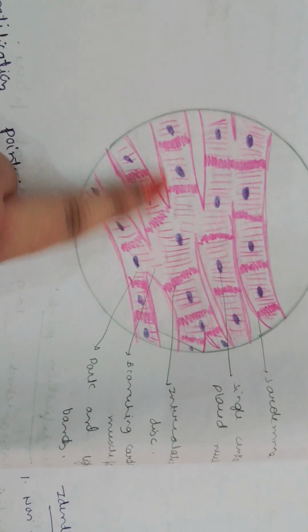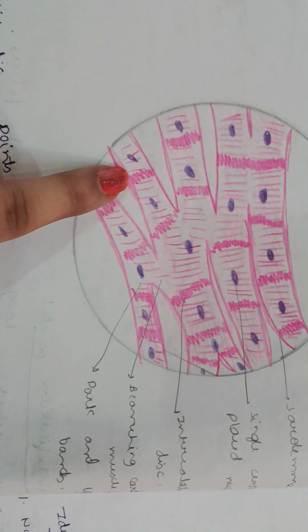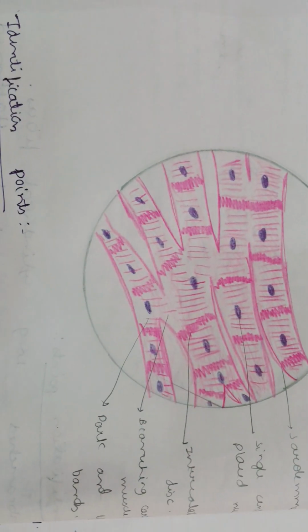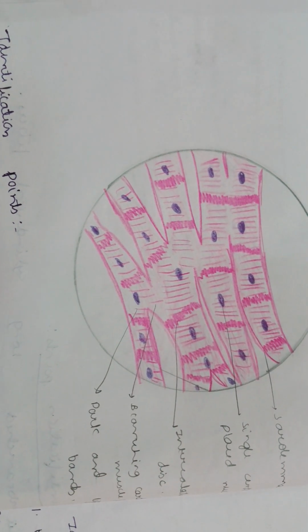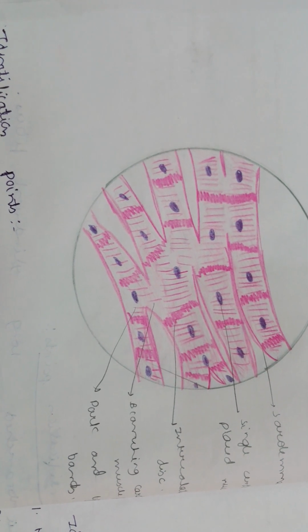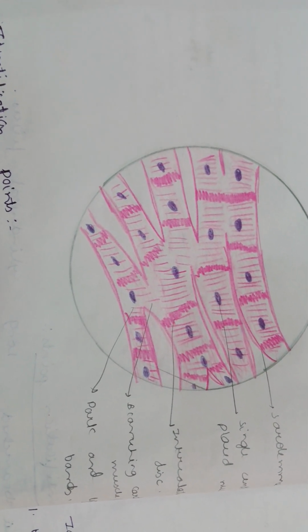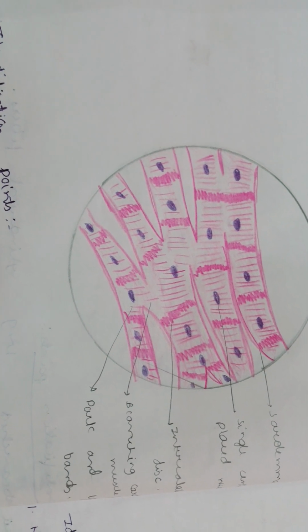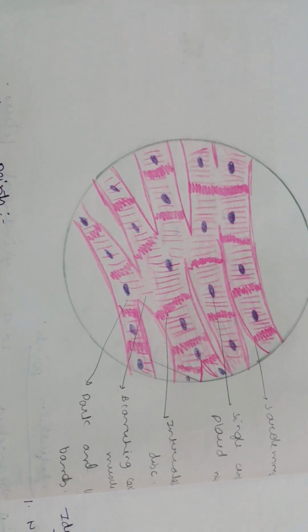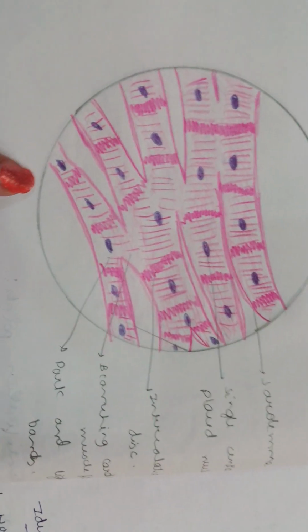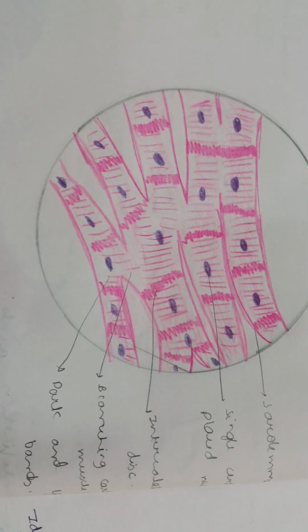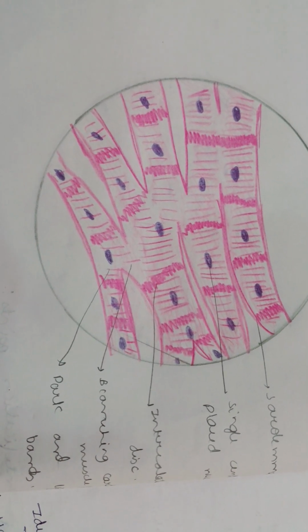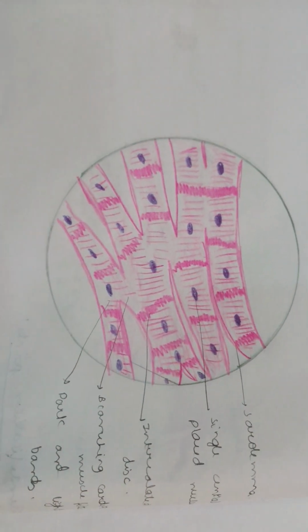It is zigzag in appearance and made up of three types of cell junctions: desmosomes or adhering junctions, gap junctions, and tight junctions. Gap junctions allow electrical impulse to pass from one cell to another and make the cardiac muscle fiber a functional syncytium. Cardiac muscle is also striated. See, we can see the dark and light bands, and it is involuntary, seen only in heart. It is highly vascular and innervated by autonomic nervous system. These are the identification points of cardiac muscle.